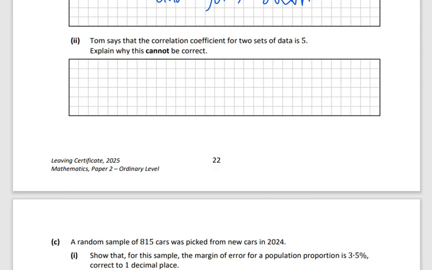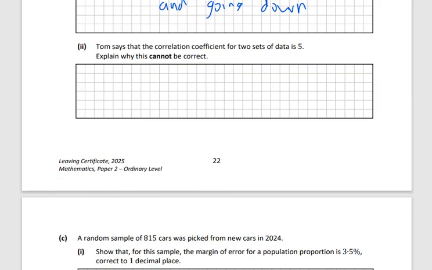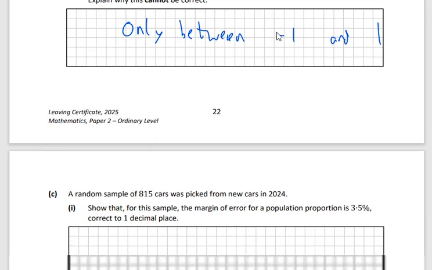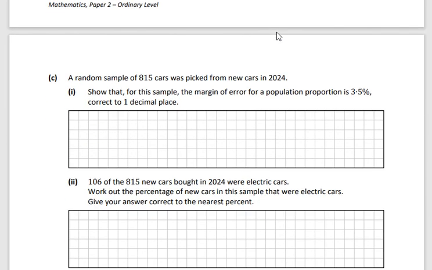Right, he says that the correlation coefficient for two sets of data is 5. Why is this not correct? So we can't have 5 when it's a correlation coefficient. It's only between -1 and 1. So you have to say something like that. 1 is a perfect positive correlation, -1 is a perfect negative correlation, and 0 is no correlation, and everything in between is how correlation coefficients are measured.